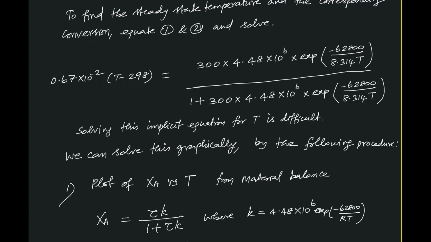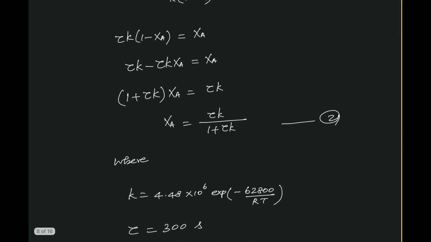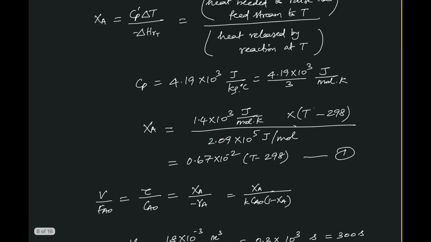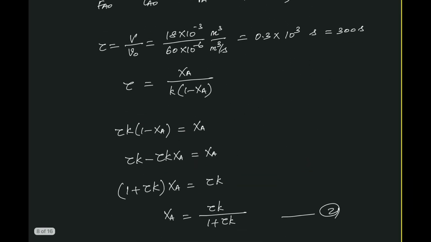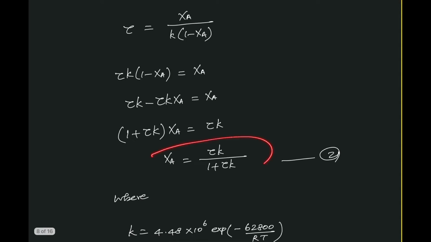But is it solvable? Let us check it. This is a linear thing, whereas here we have exponential contents, so we cannot easily solve this implicit equation. This equation is not explicit in t. You have to guess some value of t and keep on guessing it, so that left hand side and right hand side are getting balanced. So otherwise not so easy to solve. Instead, we can plot this expression of xa versus t and the expression of xa versus t from material balance.